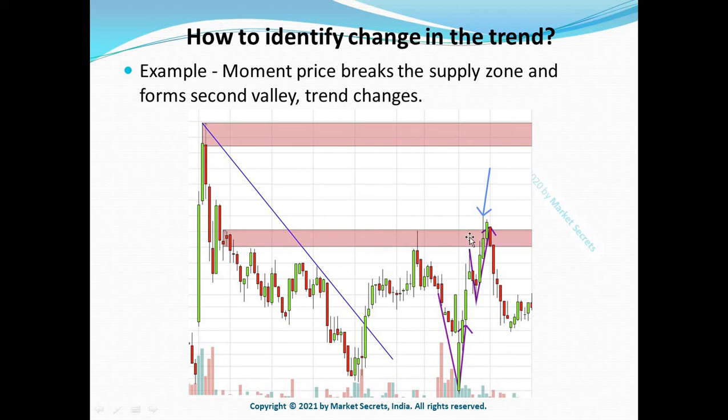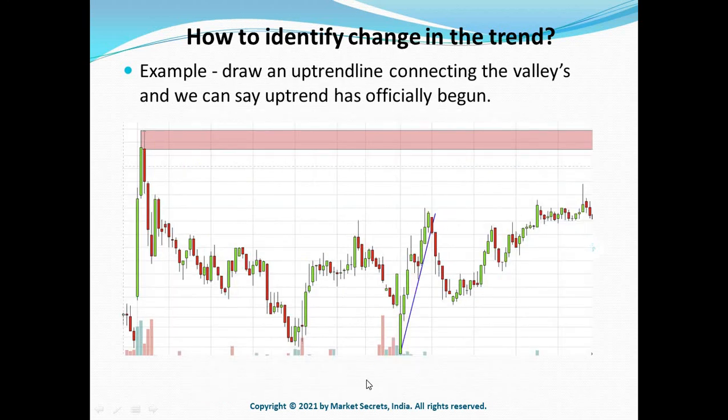So the moment price breaks the supply zone and forms the second valley, the trend changes. With these two valleys, we can now draw a proper uptrend line by connecting the valleys. So we can now say that the uptrend has officially begun. We connected both the valleys and we have drawn an uptrend line, but this uptrend didn't last so long and it was immediately broken and the price entered the bullish consolidation. But this is the flow.